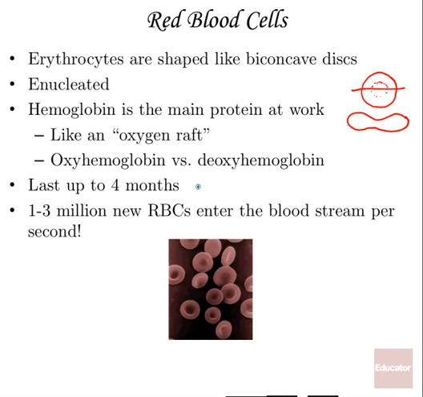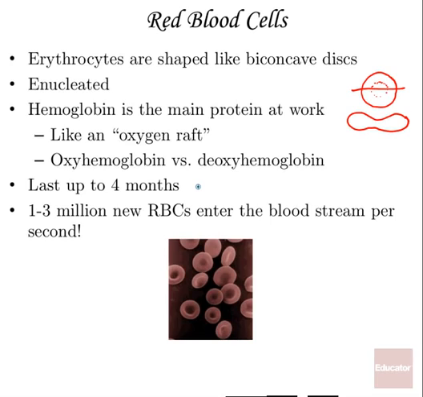Some of them last a lot less time than that because they can get damaged as they're getting shuttled through your bloodstream. They get damaged, they get ruined, and they break down. And since they don't have a nucleus, and since they don't have those other organelles, they're not repairing themselves. You're getting rid of at least 1 million red blood cells every second of every day. And you're also making that many.